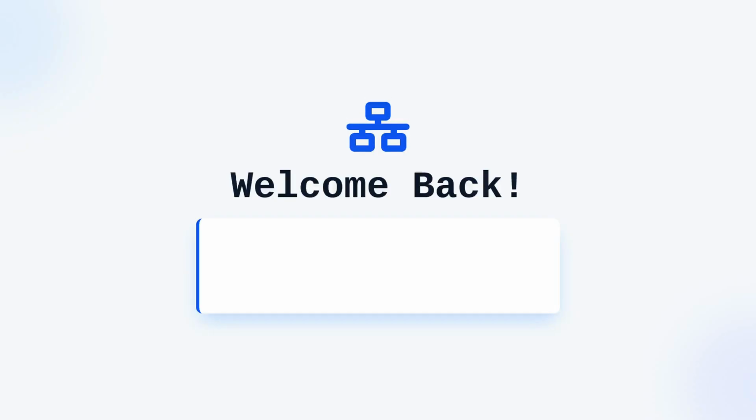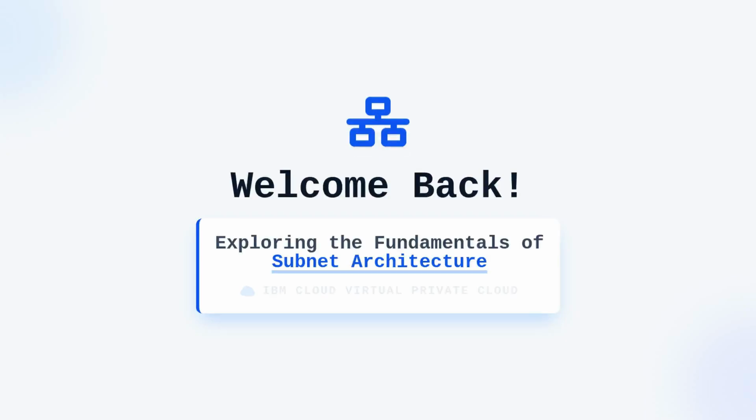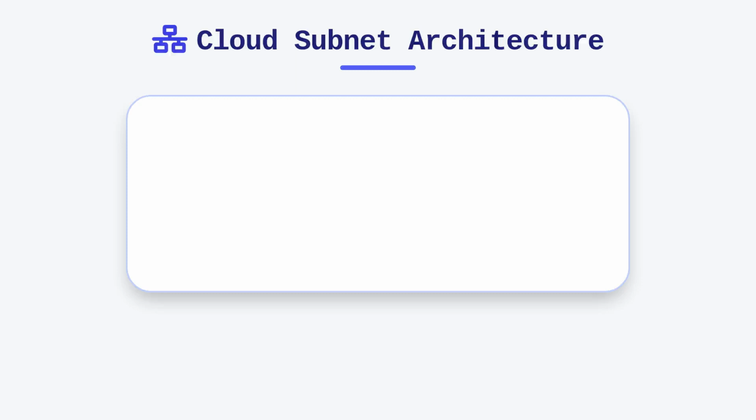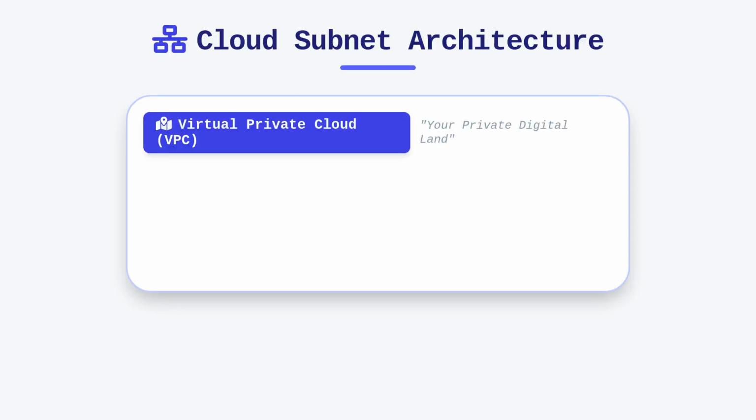Hello and welcome back. In this lesson, we will explore the fundamentals of subnet architecture within the IBM Cloud Virtual Private Cloud environment. When we talk about subnets in the context of cloud architecture, we are essentially discussing the mechanism for partitioning your larger virtual private cloud address space into smaller, logically isolated segments. Think of a virtual private cloud as your own private plot of digital land, while a subnet is the internal fencing that dictates which machines can communicate directly with one another.